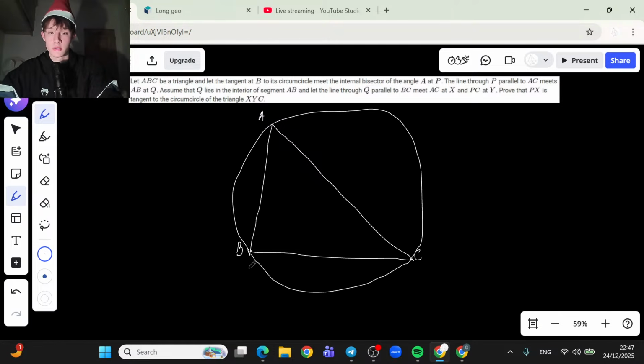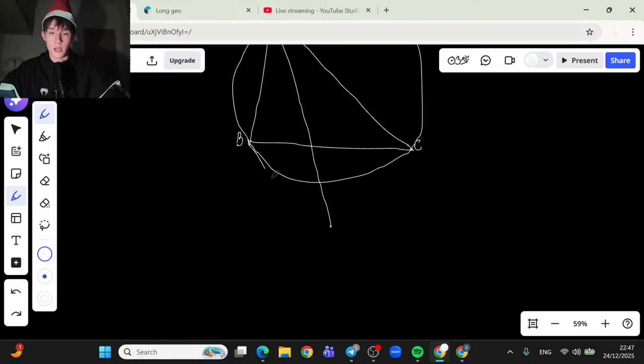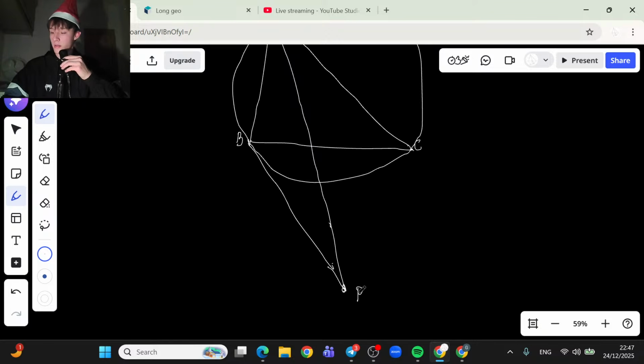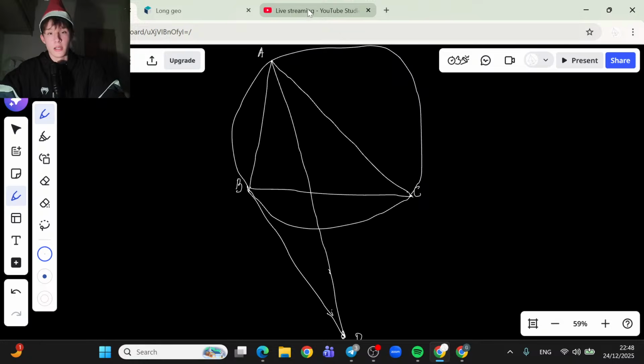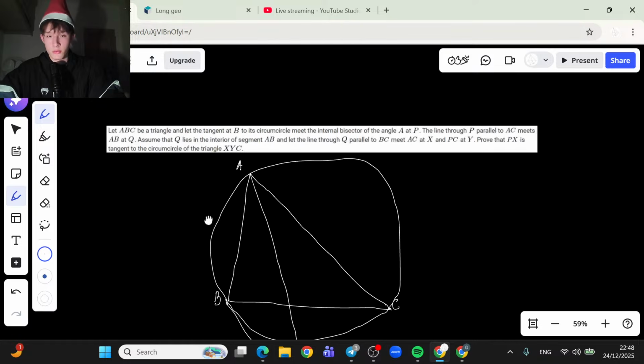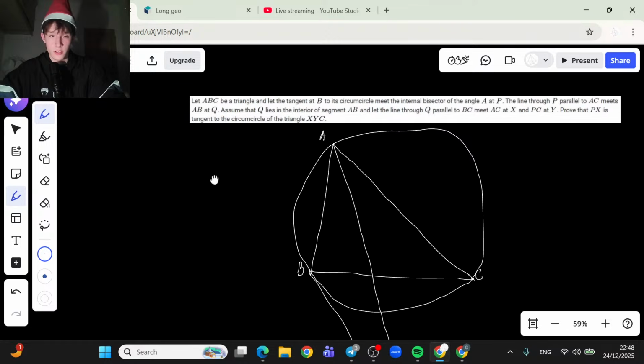Let ABC be a triangle. Let the tangent at B to its circumcircle meet the internal bisector of angle A at P. So you have the internal bisector, you have the tangent. And by the way, another good thing to do is to practice drawing diagrams without a ruler or compass. That's a very good practice thing to do. To be honest with you, I never use a compass or a ruler. Never. I just don't feel like it.